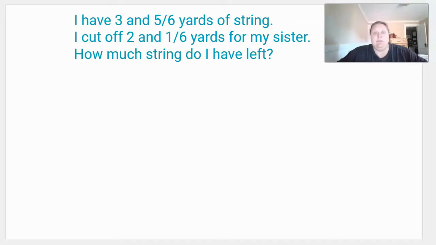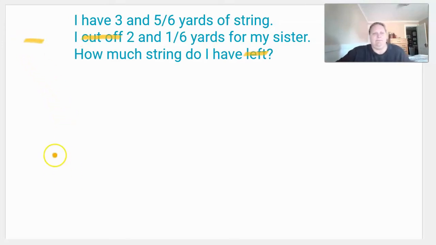I have 3 5/6 yards of string. I cut off 2 1/6 yards for my sister. How much do I have left? Those clue words tell me what I need to do. So what do you think that we're going to be doing in this problem?